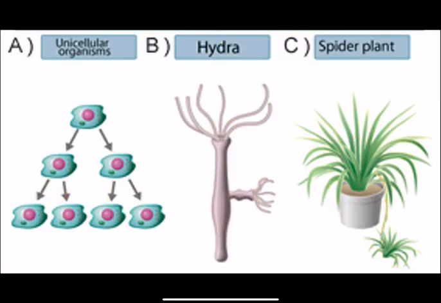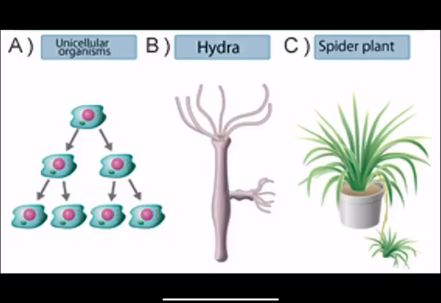Here we have some other examples of asexual reproduction. We have budding and binary fission. Budding is when part of an organism can be cut off and it can continue growing on its own.